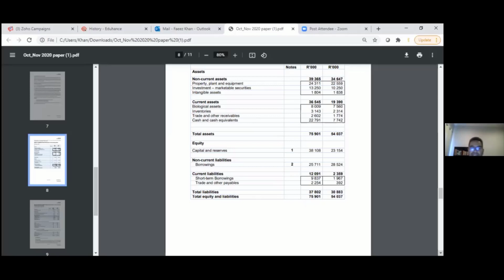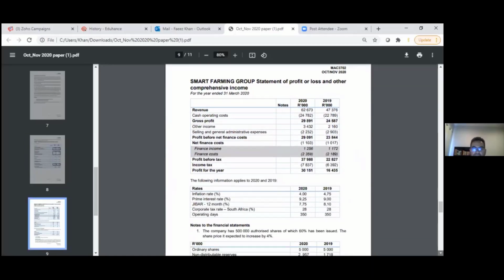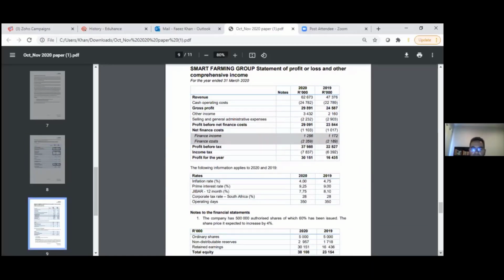In this case, it doesn't seem so. It looks like we only have capital and reserves under equity, and we have borrowings. So we have to go look at note number one and note number two. Here, they're giving us the income statement. I'm not going to go through that. We don't need that now.